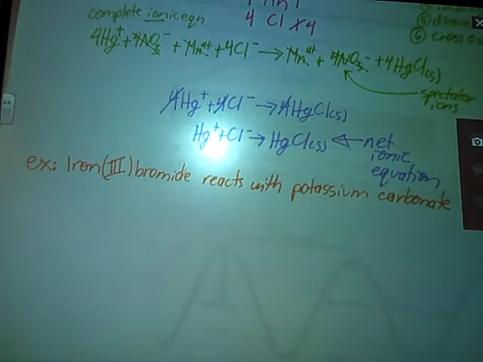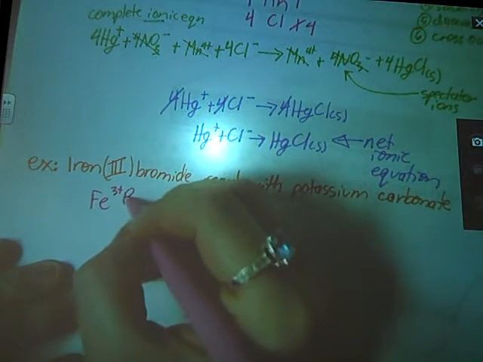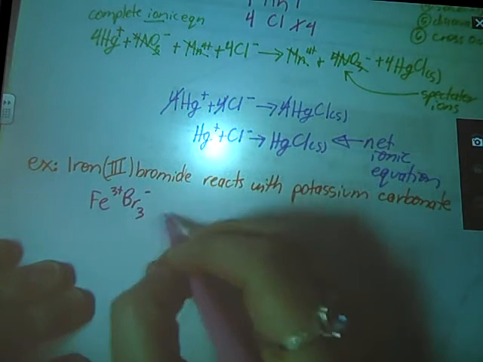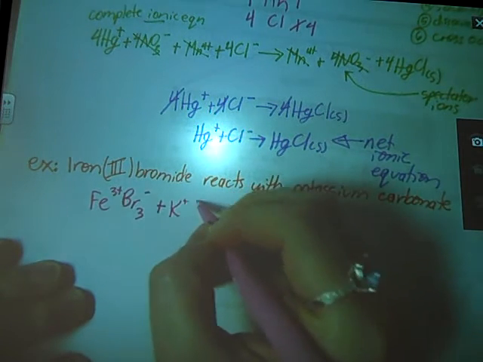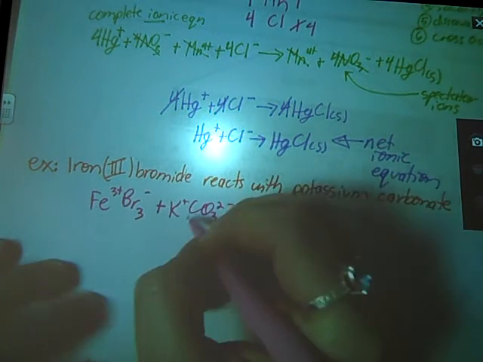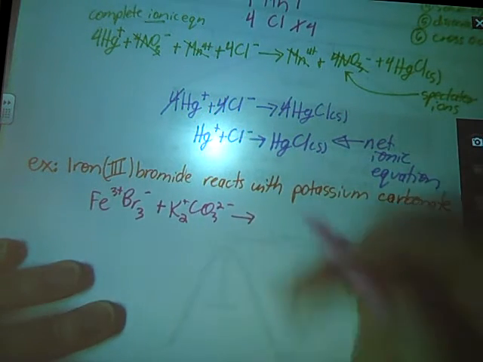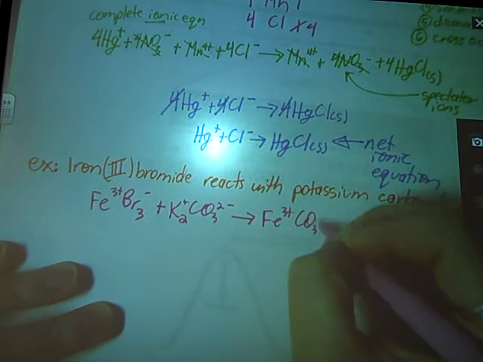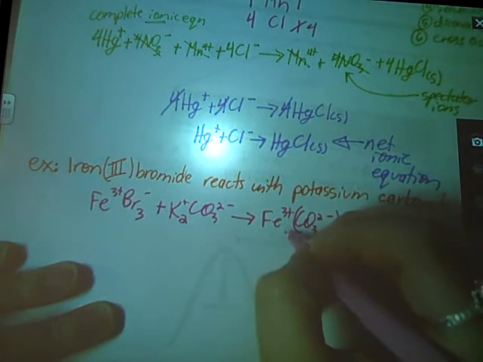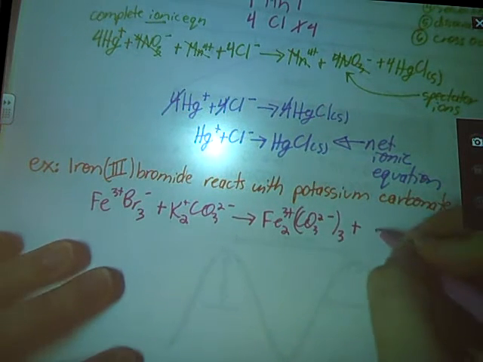So down here, step number 1 is still to translate into symbols. Fe 3 plus, Br 1 minus, reacts with potassium carbonate. 4 ions makes this a double replacement. Make sure to balance all of your charges before you start balancing number of atoms.